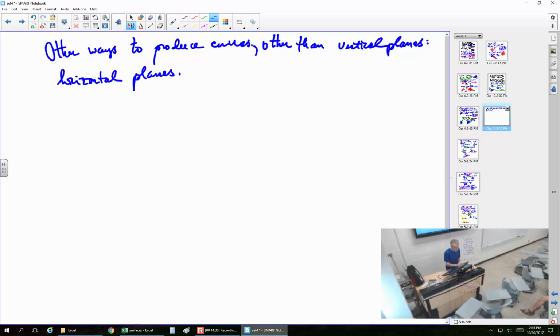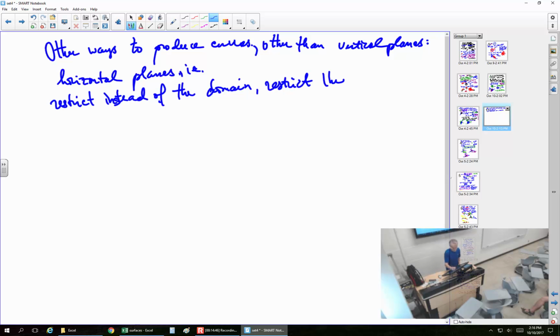Okay, and what it means is that instead of restricting the domain, we restrict the range. The vertical dimension is z, it is the range, and we restrict it. It is much easier because the dimension is 1. So the domain is 2-dimensional, the range is 1-dimensional. So how do you restrict the range? We pick a value, and that's it. So restricting to one single value.